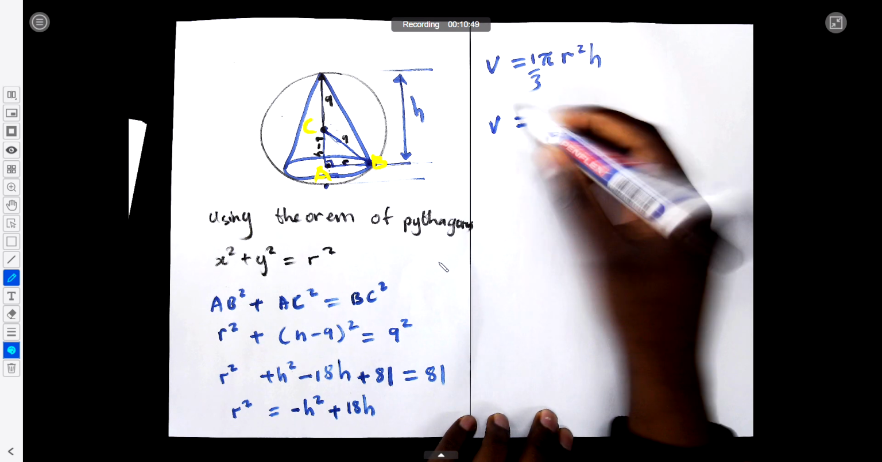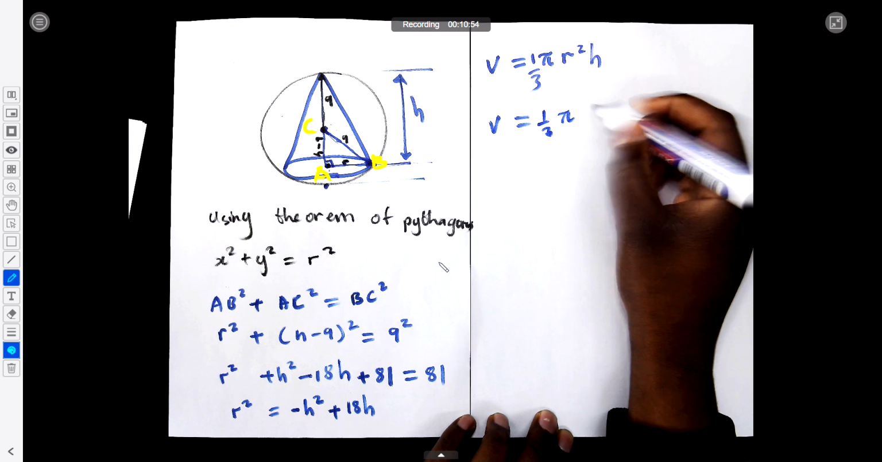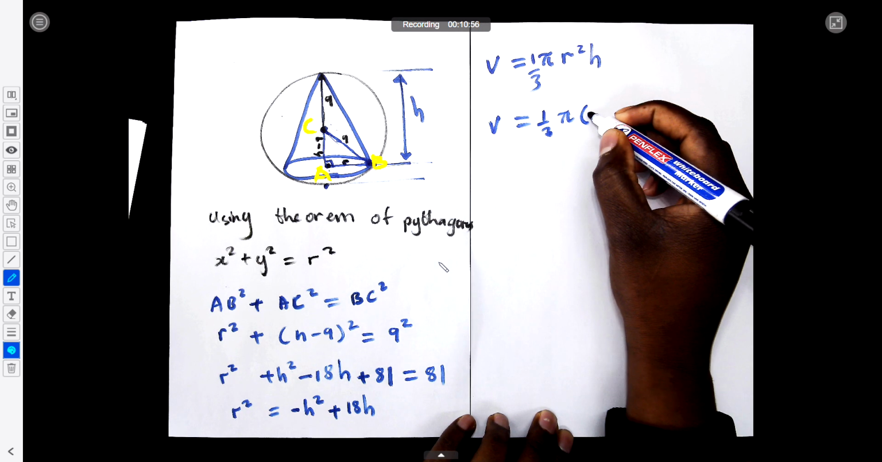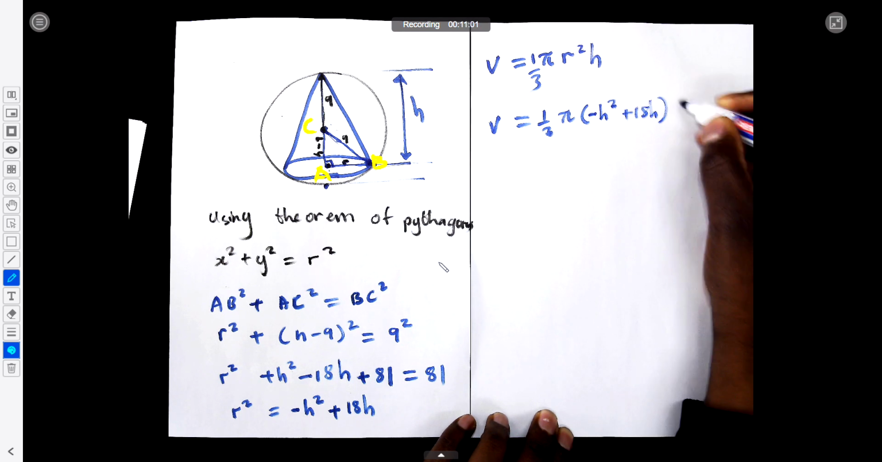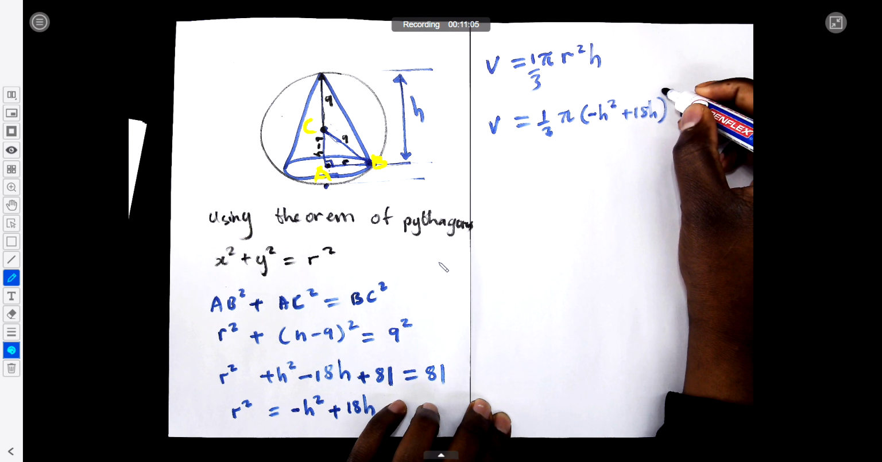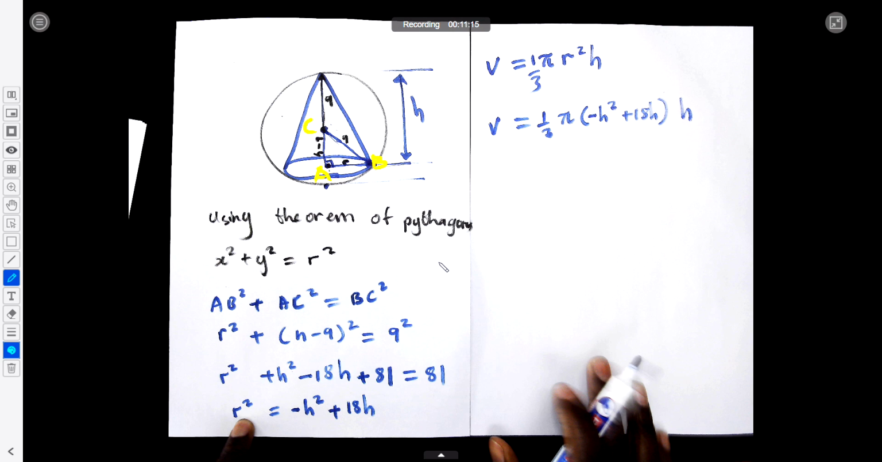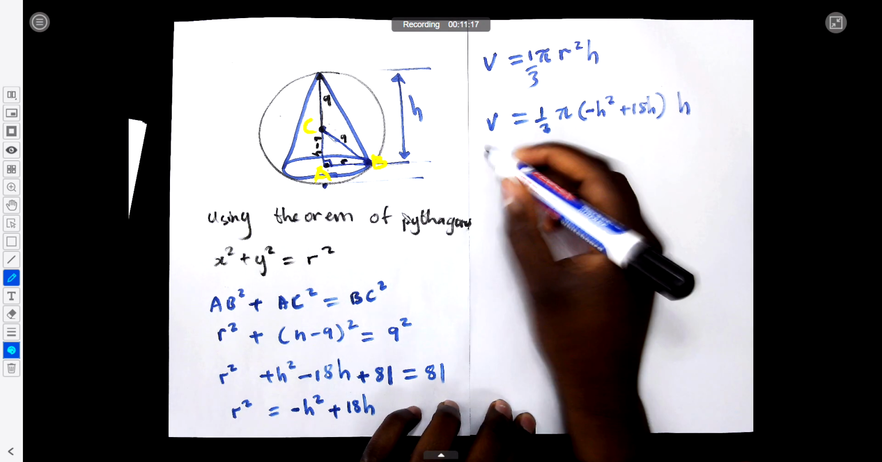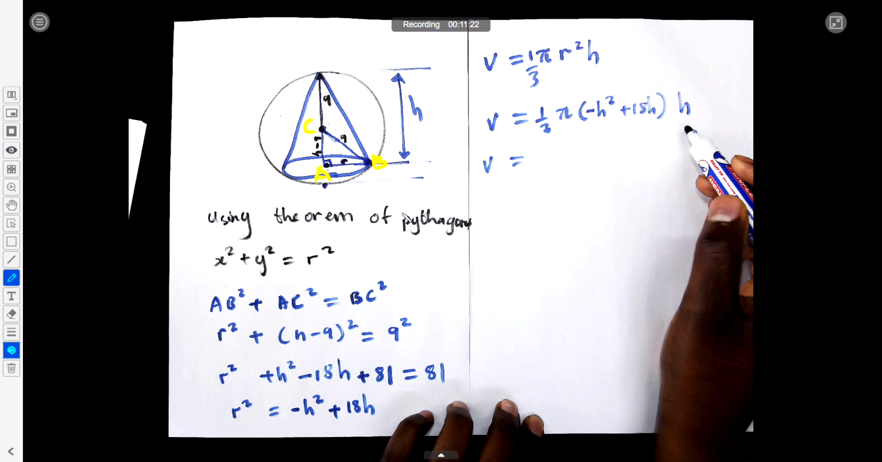We're going to state that the volume of a cone is equal to, in terms of h, pi times r squared, which we said is negative h squared plus 18h, multiplied by h. So we said r squared is equal to that. Before we even differentiate, because you can use the product rule when you don't multiply out, let's multiply out.